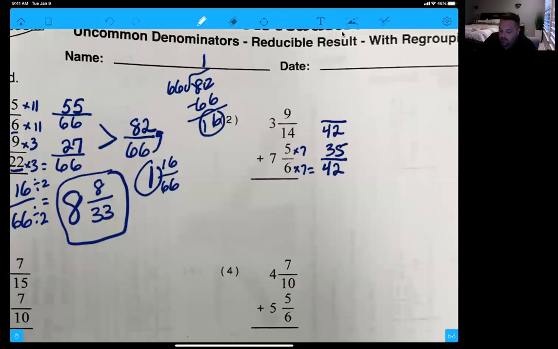14 times 3 is 42. If I do it on the bottom, I have to do it on the top. 9 times 3 is 27. So now I have my two fractions that I can add. I have a common denominator of 42. And if I add 27 plus 35, that's 62.